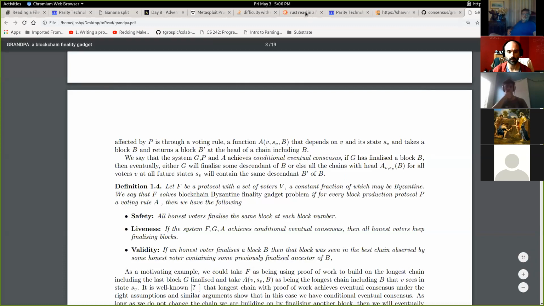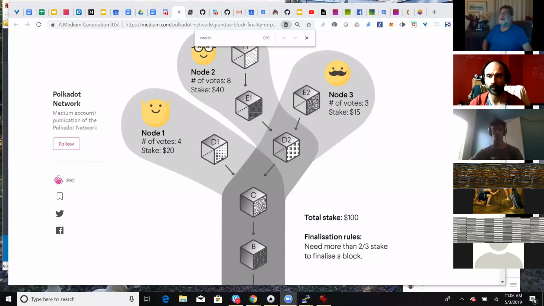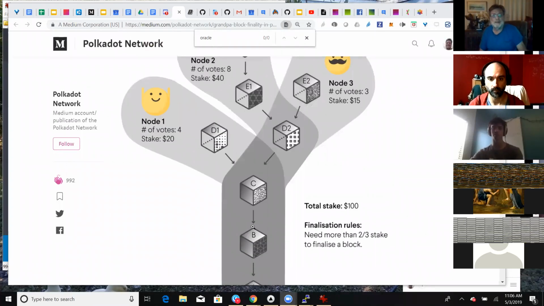Jim, can you show that Medium article again? Hey, Jim, do you have that Medium article handy? Oh, nice. Oh, you're muted, Jim.